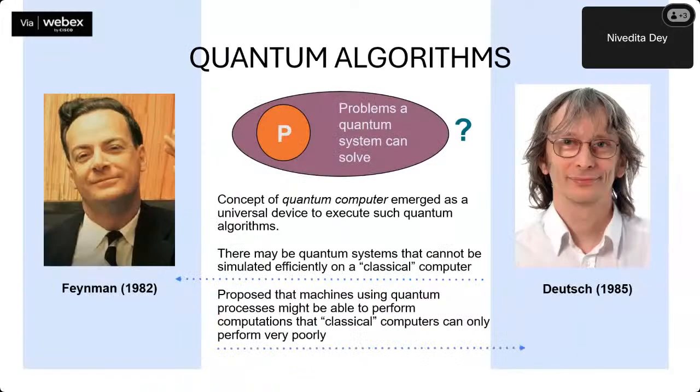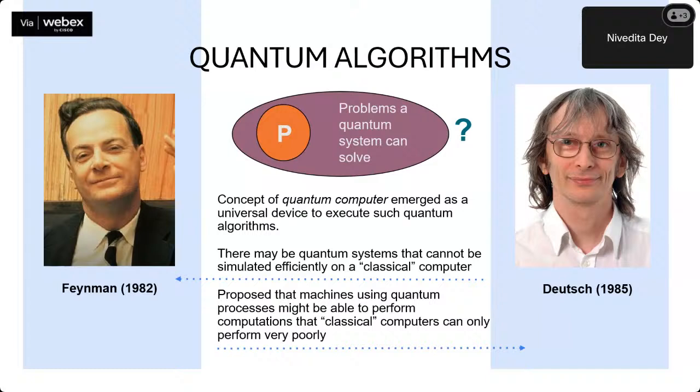So quantum algorithms, the concept of a quantum computer, emerged as a universal device to execute such quantum algorithms. There may be quantum systems that cannot be simulated efficiently on a classical computer. We have seen what those cases are in our day one class. What are those cases existing in classical computing which are very difficult to solve because of time, space, the simulation inability, and all those things? And we cannot enter quantumly. These were the four aspects.